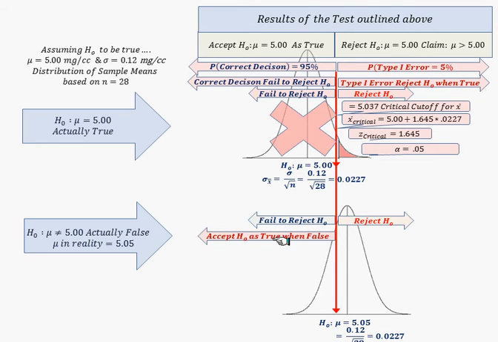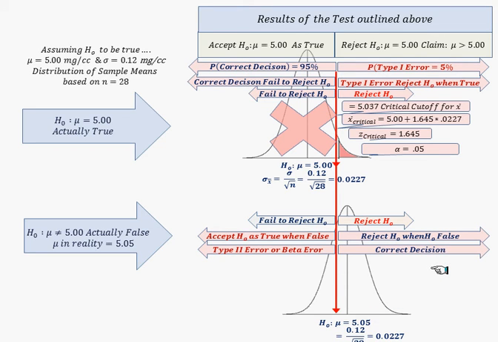This then, we accept H0 as true, we accept this statement up here as true when it's actually false. And this is called the type 2 error or beta error. On the right hand here, if we reject H0 when it's false, this is a correct decision. Now we need to look at the area of this red region here. This is your beta error. The cutoff there is 5.037, same as above.